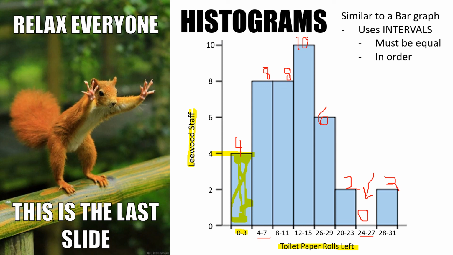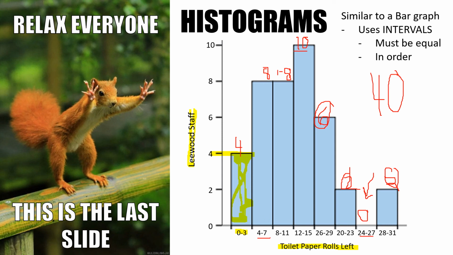So if you wanted to know how many total Leawood staff members I surveyed to get this data, we would just add all those together. So 4 plus 8 is 12, plus another 8 is 20, plus 10 more is 30, plus 6 is 36, 37, 38, 39, 40 staff members were surveyed.